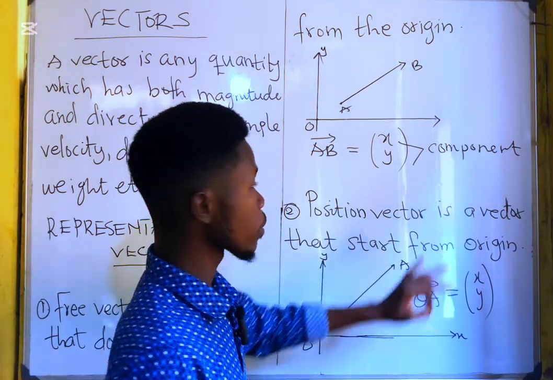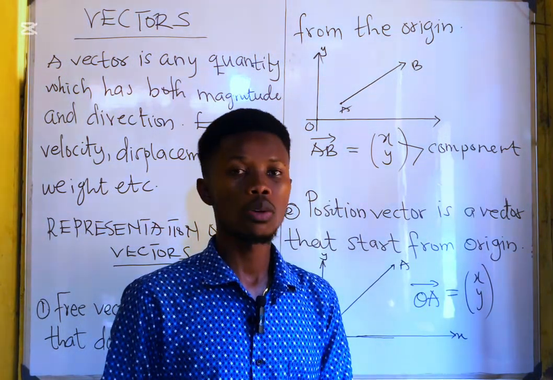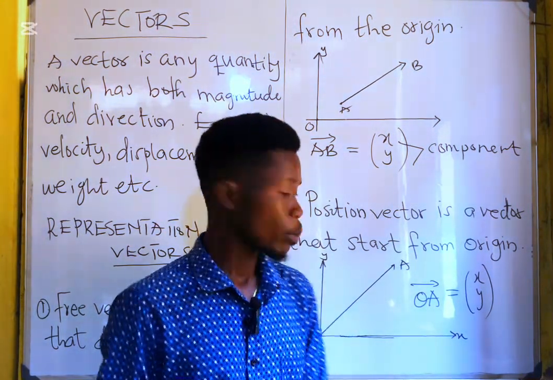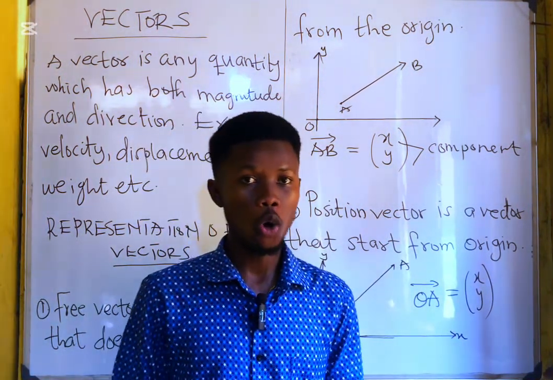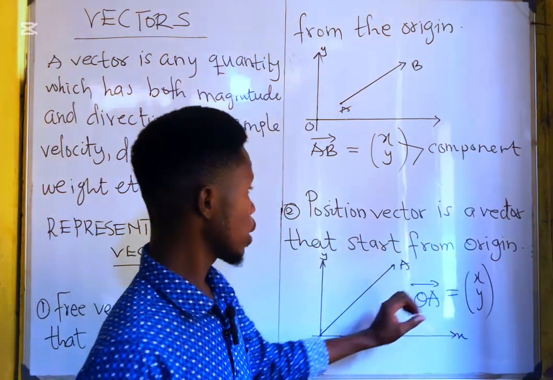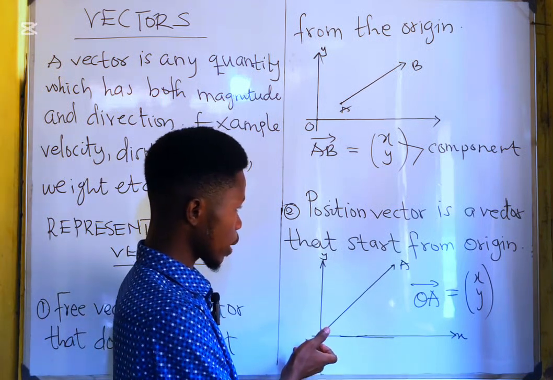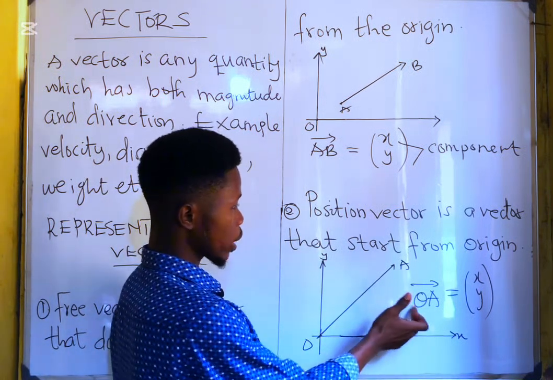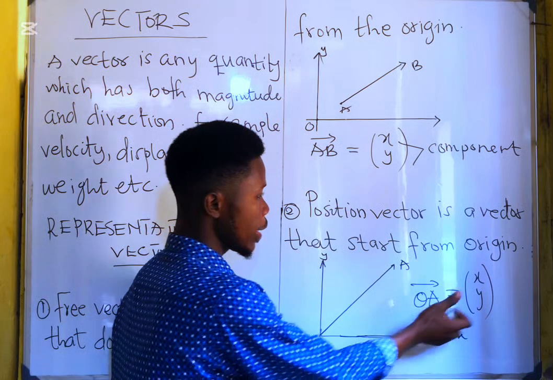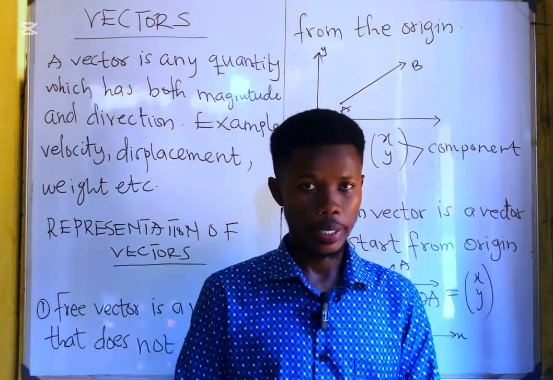Position vector. It's also a vector that starts from what? The origin. So that's the opposite of the free vector. So when you have a vector that is starting from the origin, that is called a position vector. So we have an example here, a nice diagram. You could see that this vector is starting from the origin. So vector OA is starting from O to what? A, and it is like that. So that's what we mean by a position vector. Let's continue.